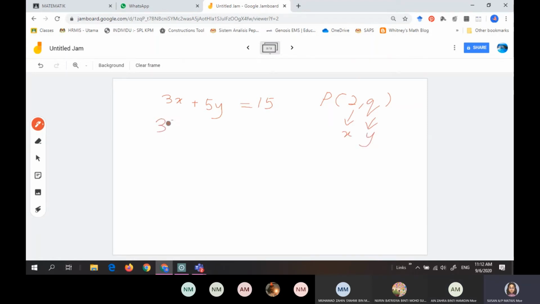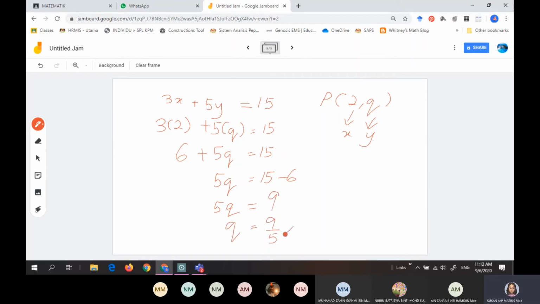So let's substitute. 3 times 2q plus 5q is equivalent to 15. So you get 6 plus 5q equivalent to 15. 5q is equivalent to 15 subtract 6. 15 subtract 6 is equivalent to 9. So q is equivalent to 9 over 5. That's the answer, class.